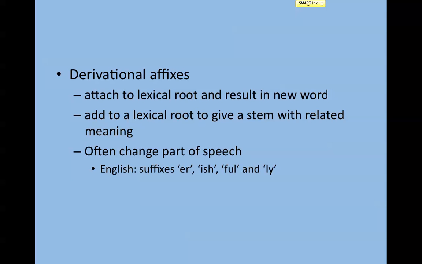Or -ish. Okay, it makes the word an adjective. So, for example, child is a noun. That's one free lexical morpheme, but you add this bound derivational morpheme -ish, and it changes child to childish. So it changes it to an adjective. Okay, and -ful and -ly are often used to change the part of speech into an adverb. So quick would be an adjective, and it's a free lexical morpheme. Then you add -ly, and it changes the part of speech. You add that good old bound derivational morpheme.